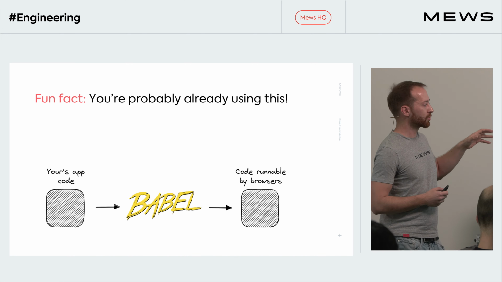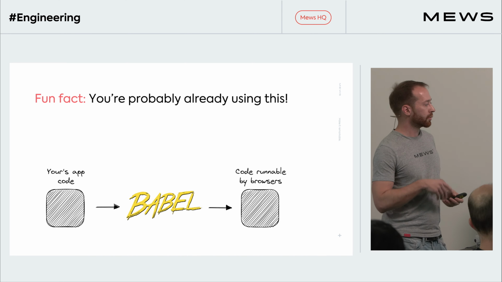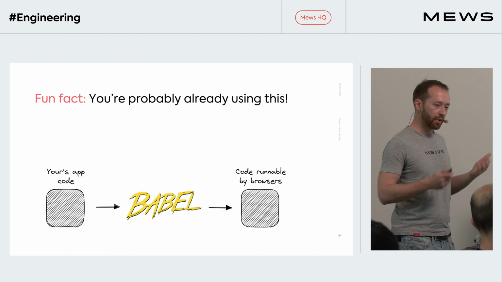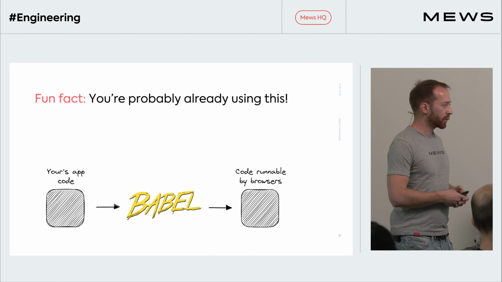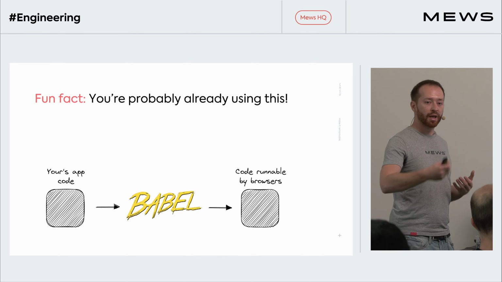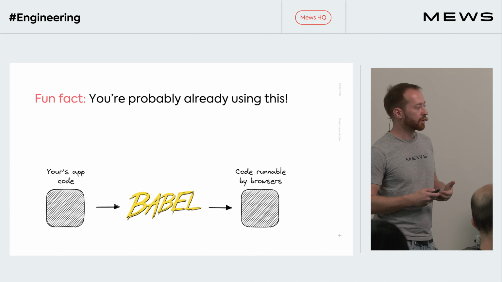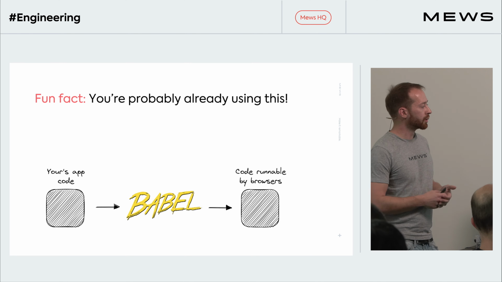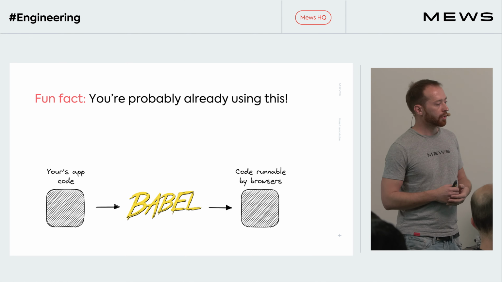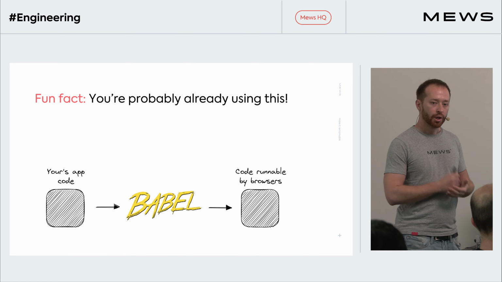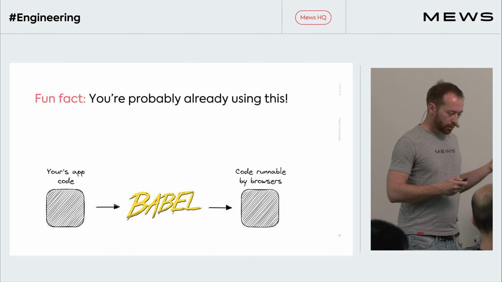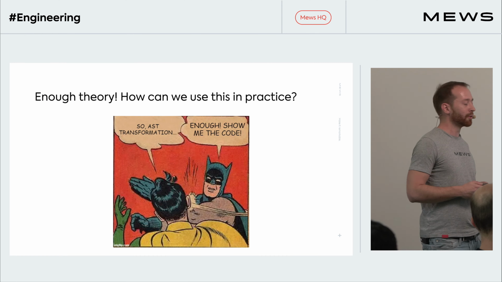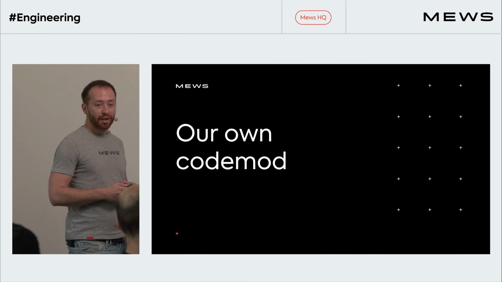A couple of years ago, Babel was more useful than maybe today, because the tooling and browsers have caught up. But a couple of years ago, the JavaScript specifications were way ahead, and we were writing code that wasn't runnable by browsers. And Babel was the tool that enabled us to do it. Right? We run it through Babel. Babel runs some transformations on the code and gives you code that's runnable by browsers. So that's enough theory. Let's look into something more practical, and let's write our own codemod.